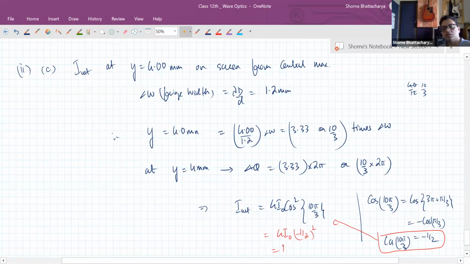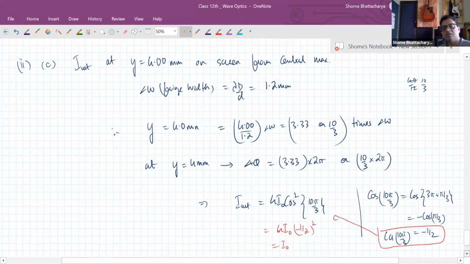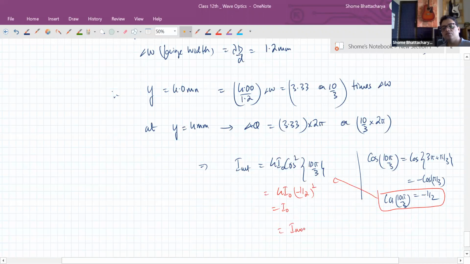So it is I naught. That means basically it is the maxima by 4, because 4 I naught was the intensity of the maxima. So in this case it becomes whatever, 0.6 watts per meter square.